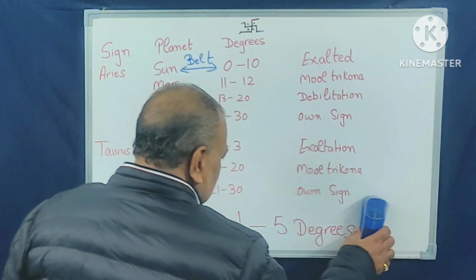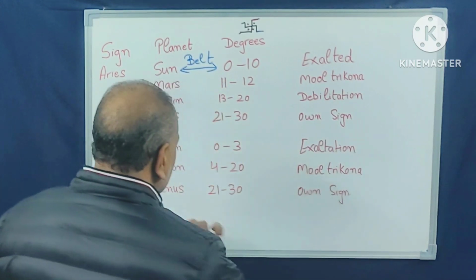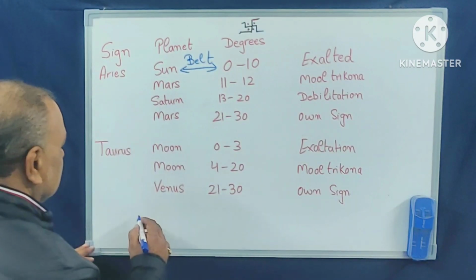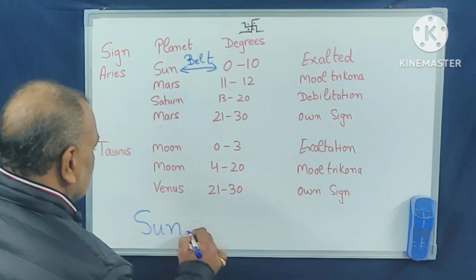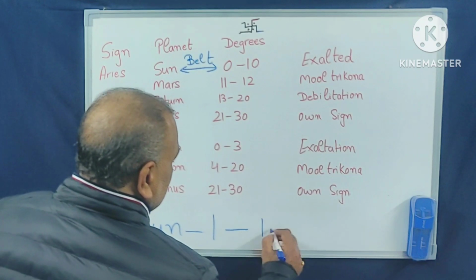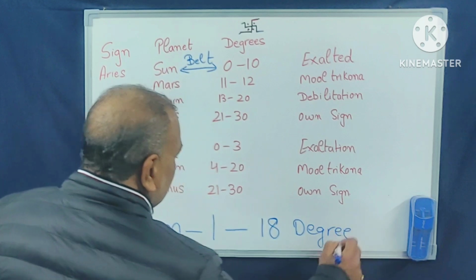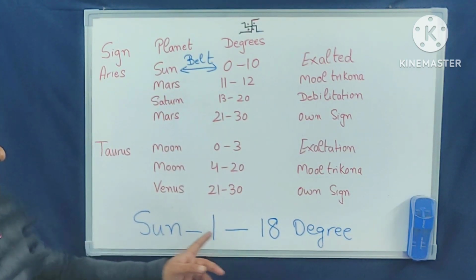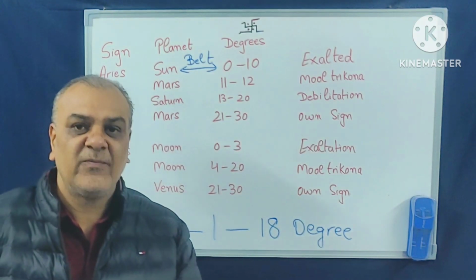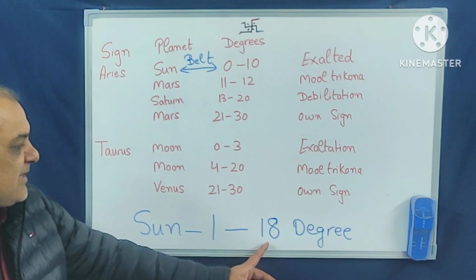So again, let's say I will explain you with the help of another example. Let us say Sun in Aries, but it is 18 degrees. Now this plays a very important role in Nadi astrology. Sun is exalted in Aries, but before making that statement, let me check the degrees first. Sun is at 18 degrees.